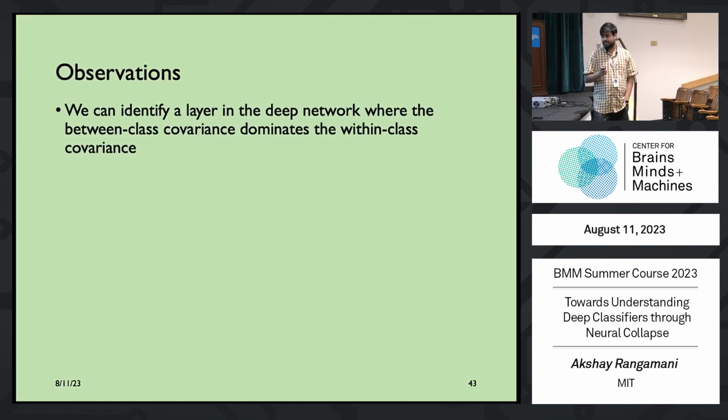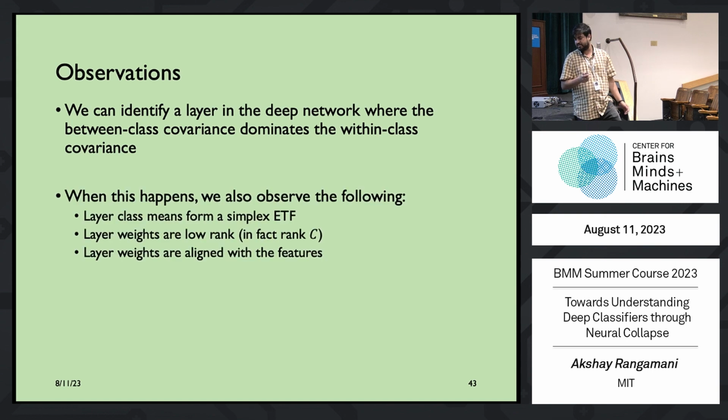So yeah, just to summarize what I've shown you so far, we can identify a layer of the deep network where your within class covariance is dominated by the between class covariance, and this is where your templates emerge. And when this happens, you also see that the class features form a simplex ETF. The layer weights are low rank and almost orthogonal, and they're also aligned with the features of the previous layer.